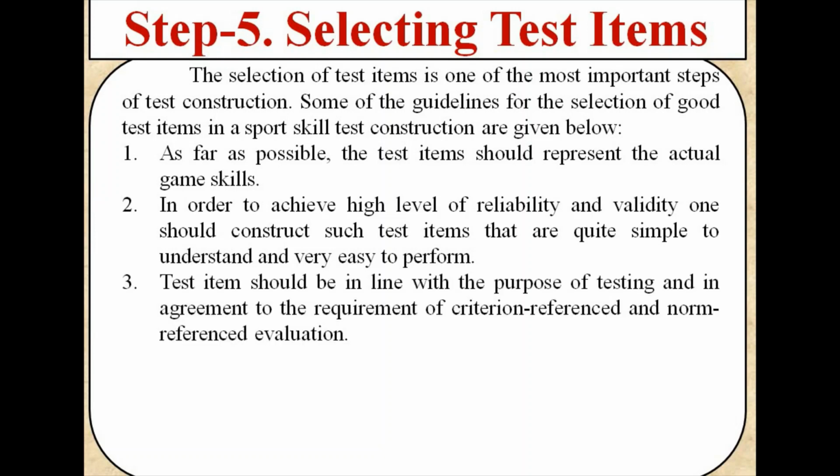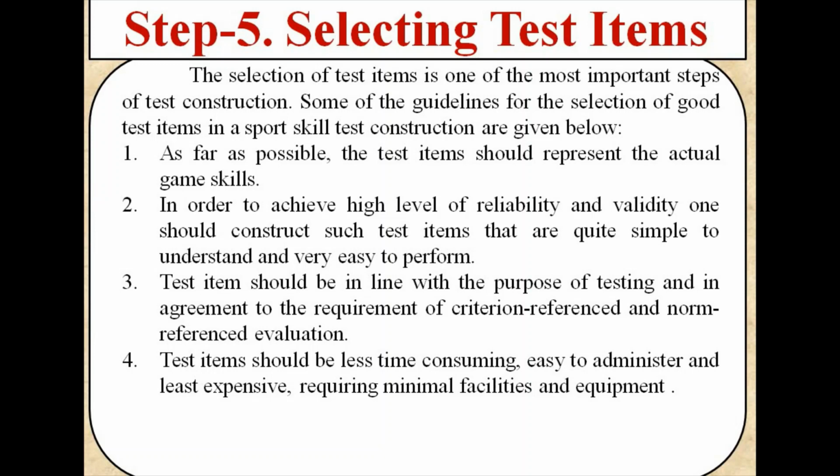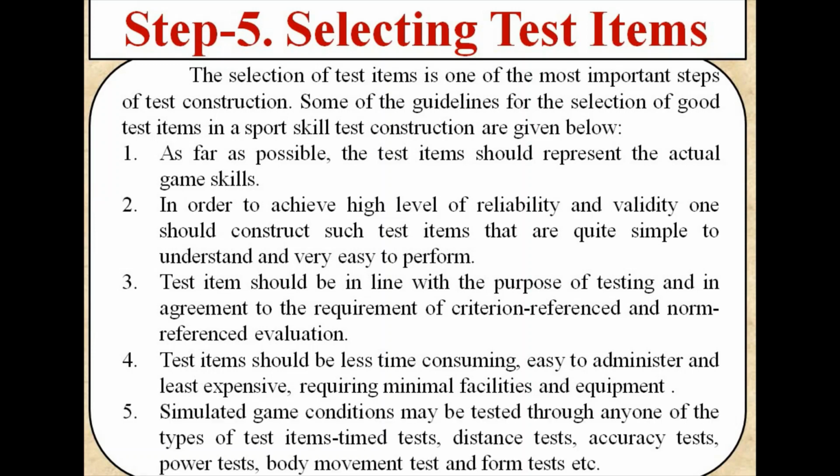Test items should be in line with the purpose of testing and in agreement with the requirement of criterion-referenced and norm-referenced evaluation. Test items should be less time-consuming, easy to administer and least expensive, requiring minimal facilities and equipment. Simulated game conditions may be tested through any one of the types of test items: time tests, distance tests, accuracy tests, power tests, body movement tests and form tests, etc.